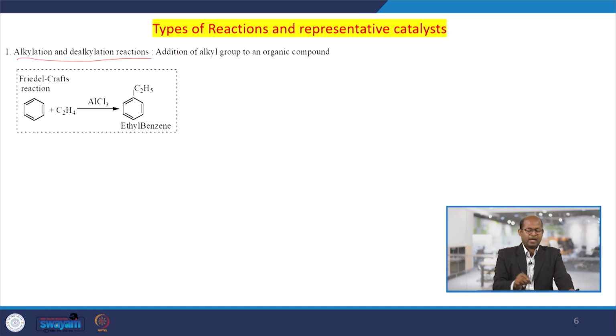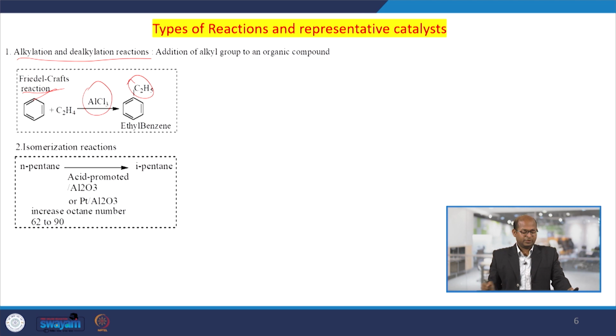Here are alkylation and dealkylation reactions, when we have aromatic compounds. We want to place an alkyl group insertion in that ring, and this type of reaction is called the Friedel-Crafts reaction. Here an AlCl3 type of catalyst we have to use. Similarly, isomerization reactions: if you want to prepare isopentane from normal pentane, then an acid promoted platinum alumina catalyst or acid promoted alumina catalyst we can use for this particular reaction.